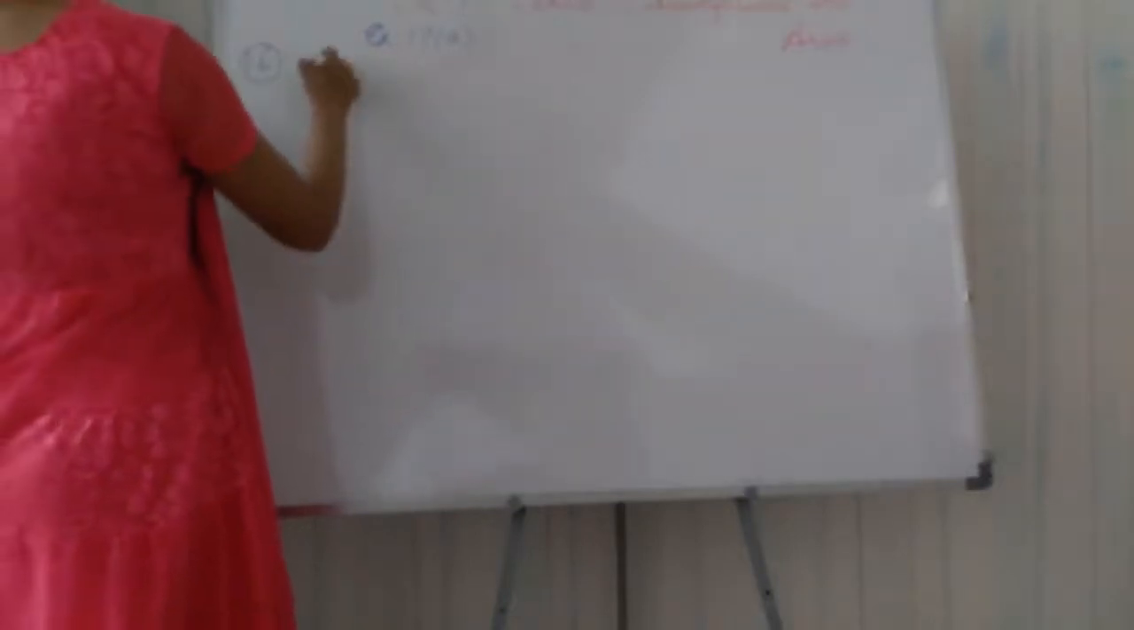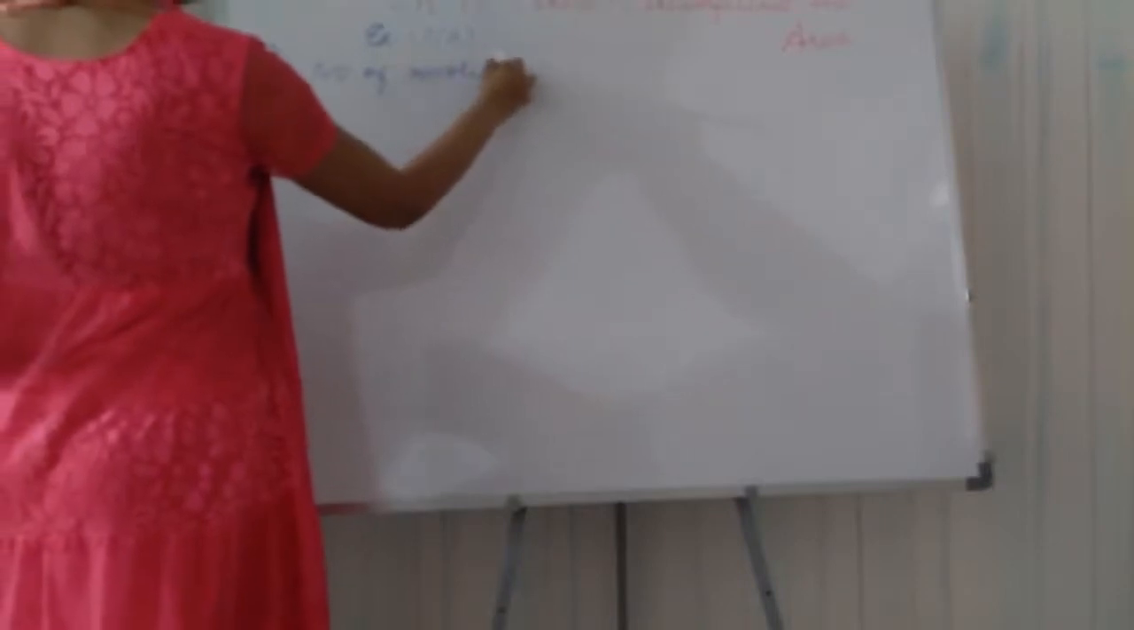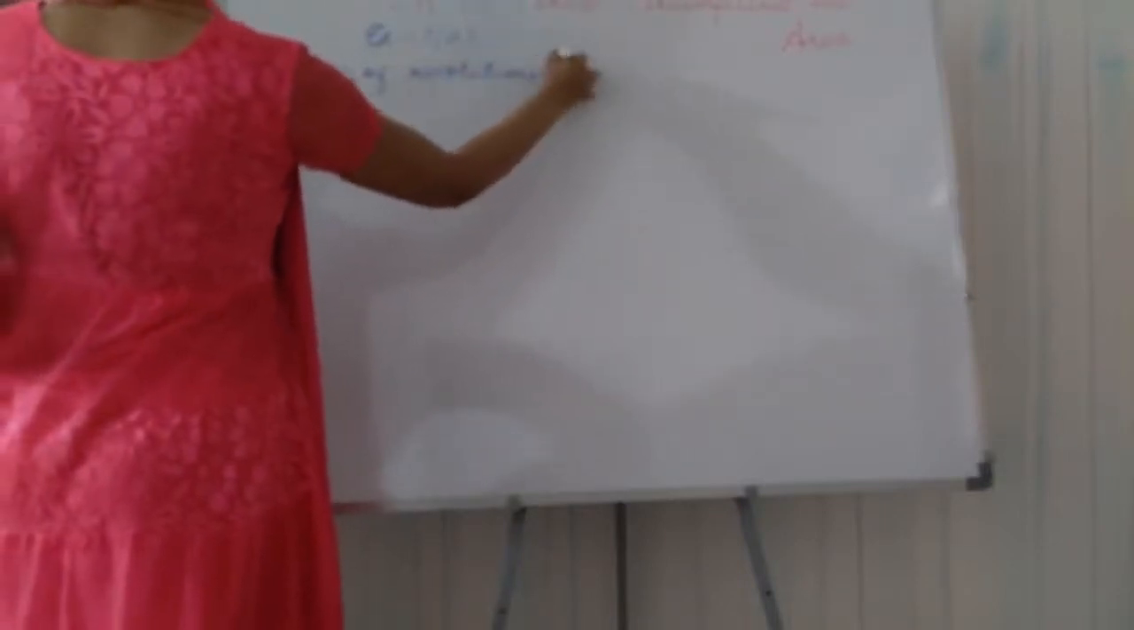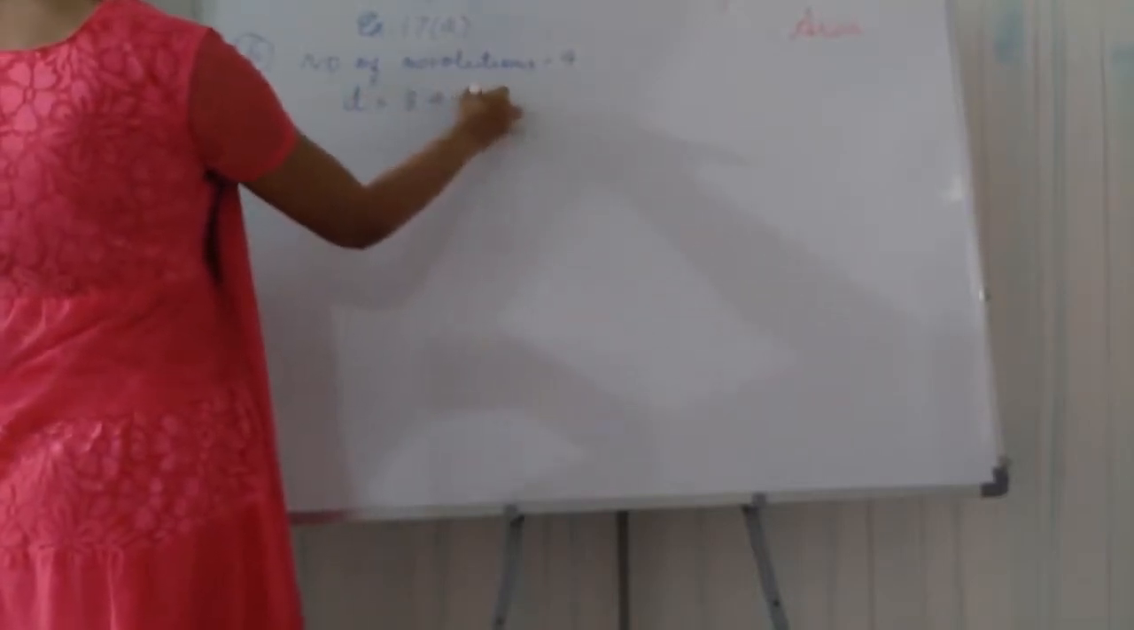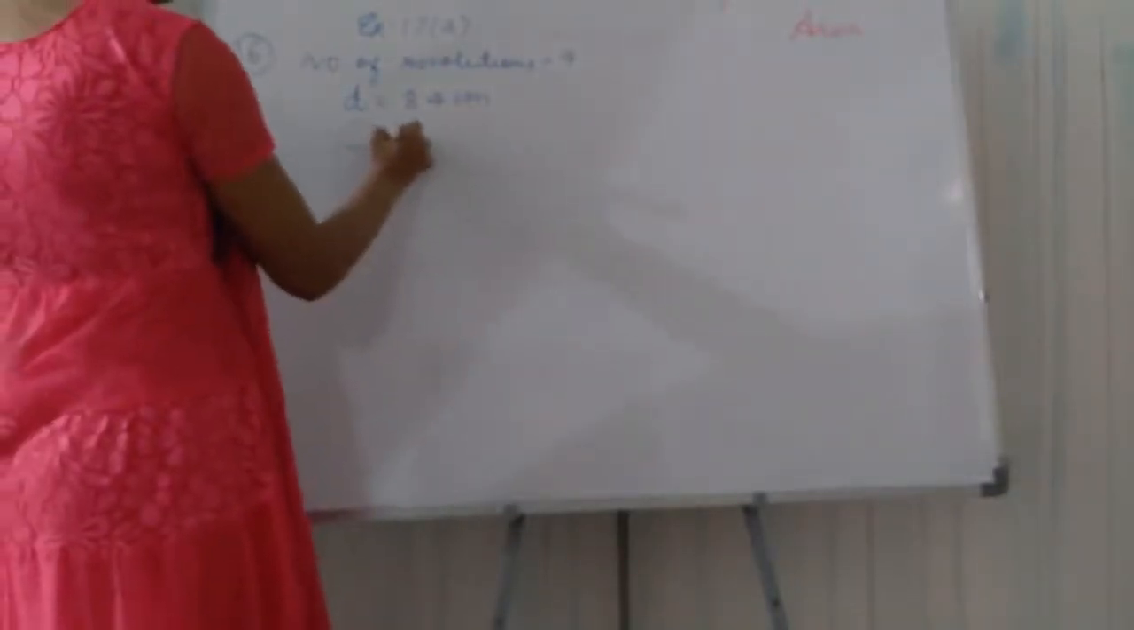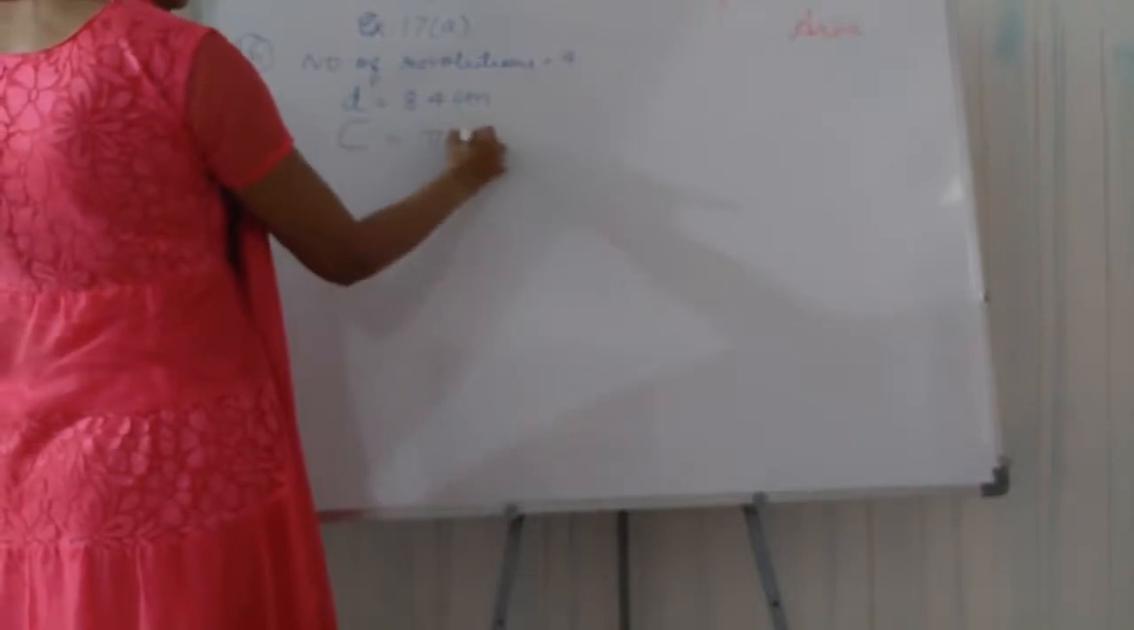Taking question number 16 of exercise 17a. Here a wheel of a cart is making 4 revolutions per second. So number of revolutions is given to us in the question. So I am writing number of revolutions is equal to 4 per second. In 1 second 4 revolutions will be there. Now the diameter of the wheel is given, 84 centimeters. Find its speed. So using the diameter, first of all I will find the circumference. Circumference is pi multiply diameter.